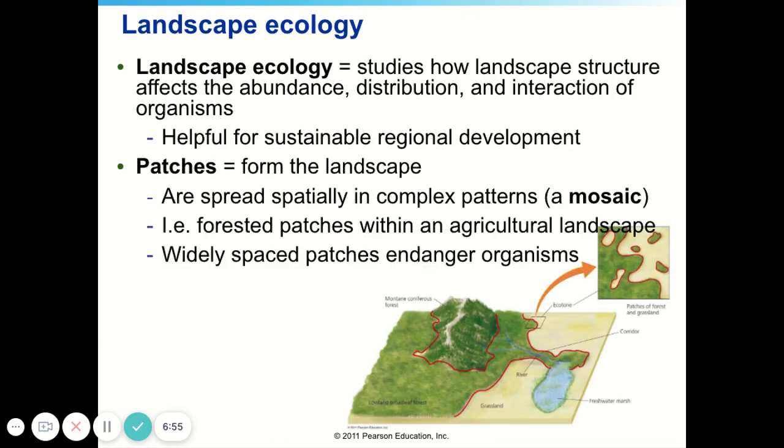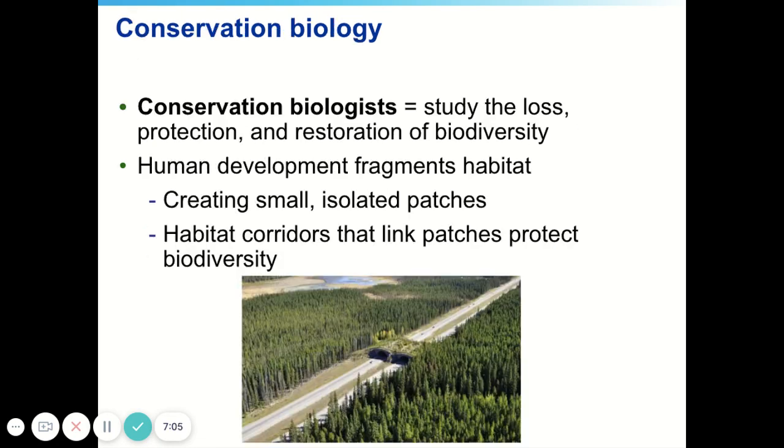If you want to study how ecosystems behave, you might become a landscape ecologist. Here we see a forested area that has been fragmented into patches. This is a really important part of conservation biology, figuring out what's going on in the ecosystem by looking at the patterns in the landscape and making management decisions based on those patterns.